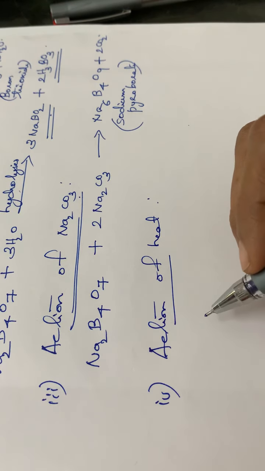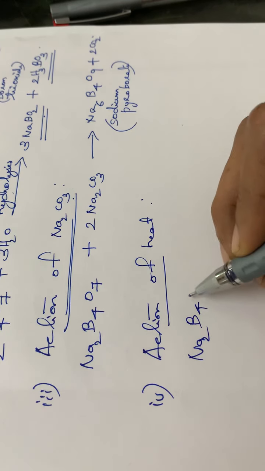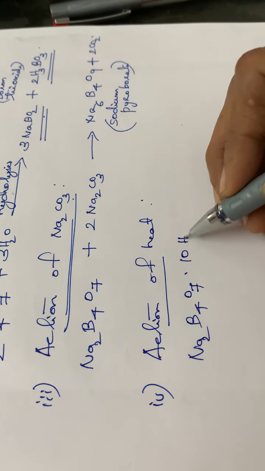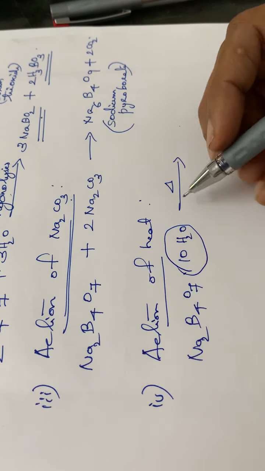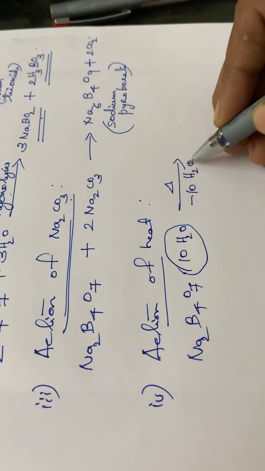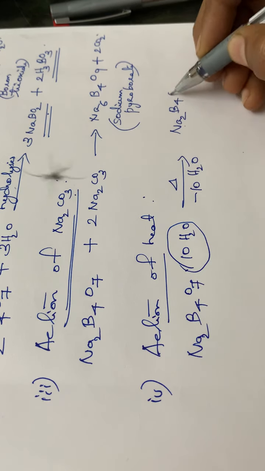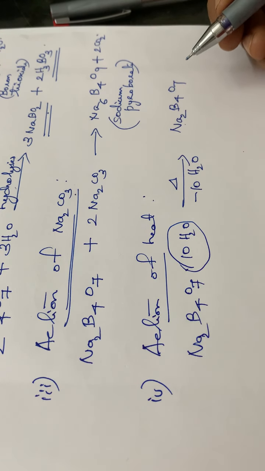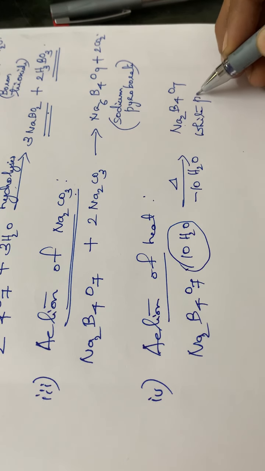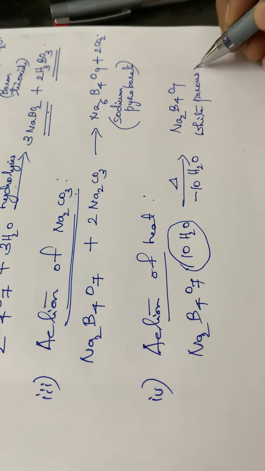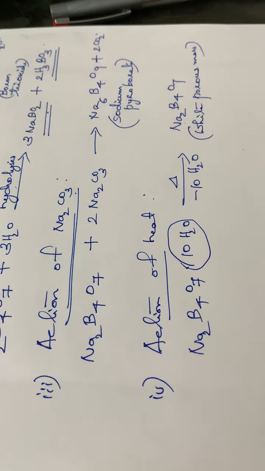See here, on heating what happens is that this borax, Na2B4O7 dot 10H2O, will be losing its water of crystallization, that is it will be losing the 10H2O and form a porous mass, that is Na2B4O7. This is a white porous mass. That means from borax the water of crystallization will be removed.